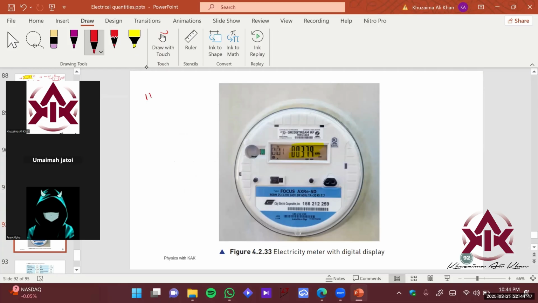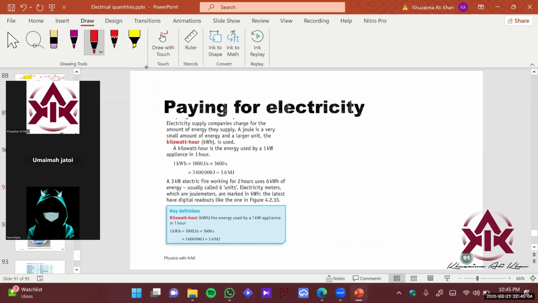When you see your electricity bill, you get units. So 1 kilowatt hour of energy consumed is 1 unit, and that is going to be shown on your electricity meter. How do you find this? Let's see first what the theory is. Electricity supply companies charge for the amount of energy they supply.